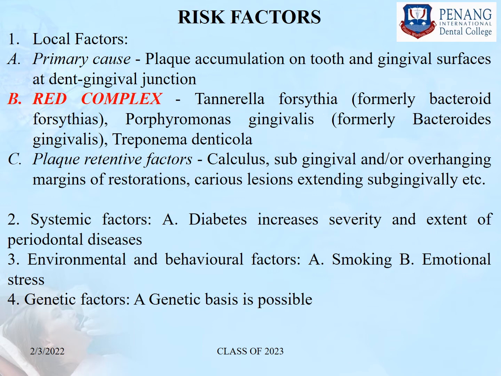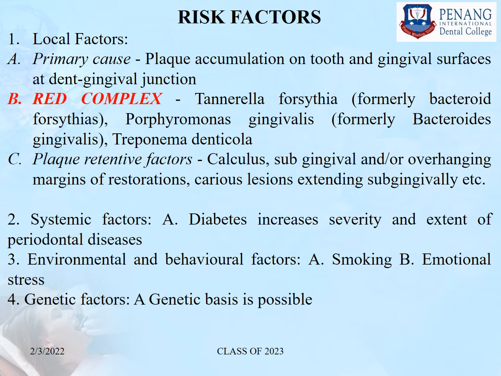Now local factors. There are certain risk factors for periodontitis when it occurs. First and foremost are the local factors. What are the local factors? Of course, it is dental plaque, which accumulates on the tooth and the gingival surfaces. Next are the red complex microorganisms, which I told you about. Please pay attention to them and know all three microorganisms. It's important: Tannerella forsythia, formerly known as Bacteroides forsythus, Porphyromonas gingivalis, formerly known as Bacteroides gingivalis, and Treponema denticola.